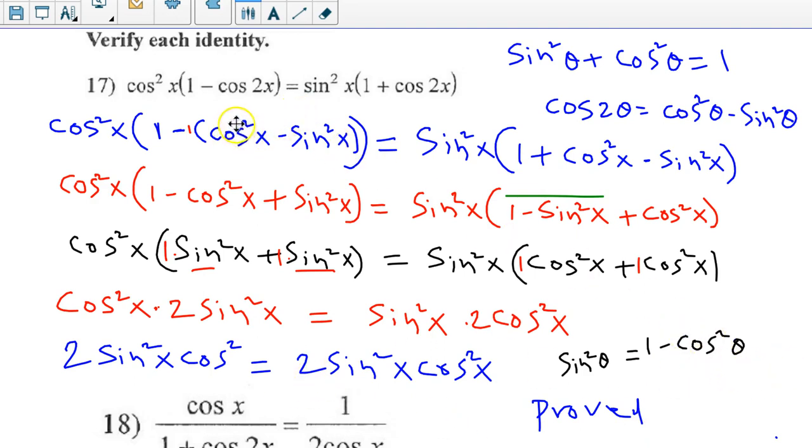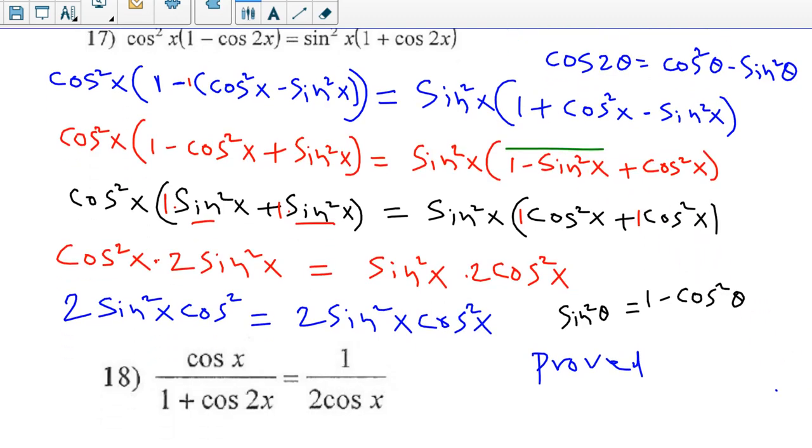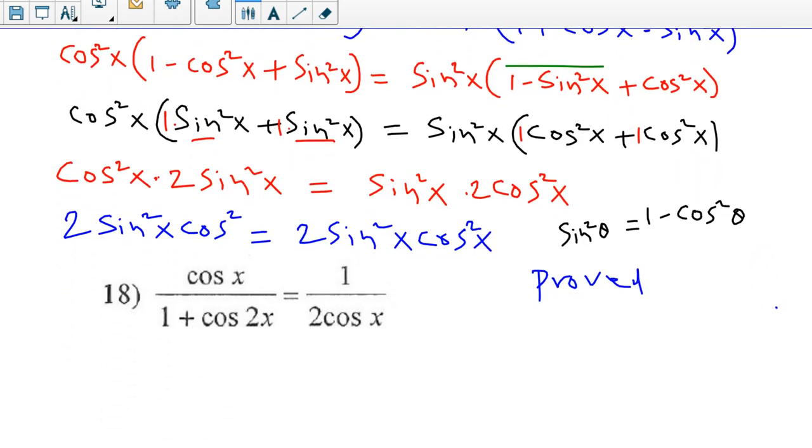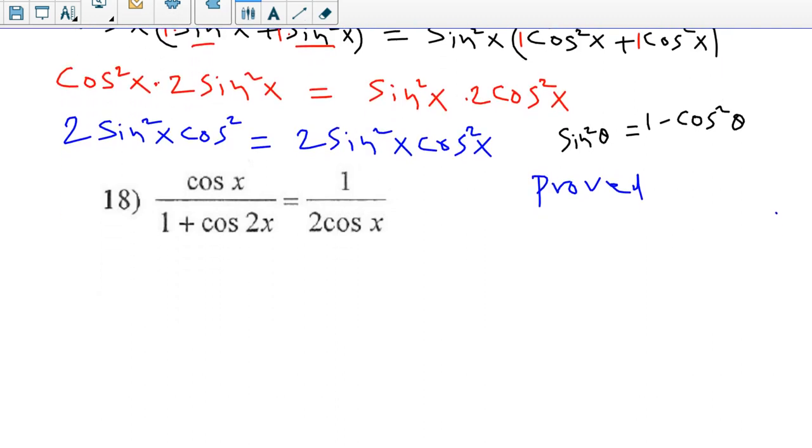Right, nothing extraordinary, just make use of those two identities and simplify. Please practice that, you do it again by yourself so that you will be comfortable.